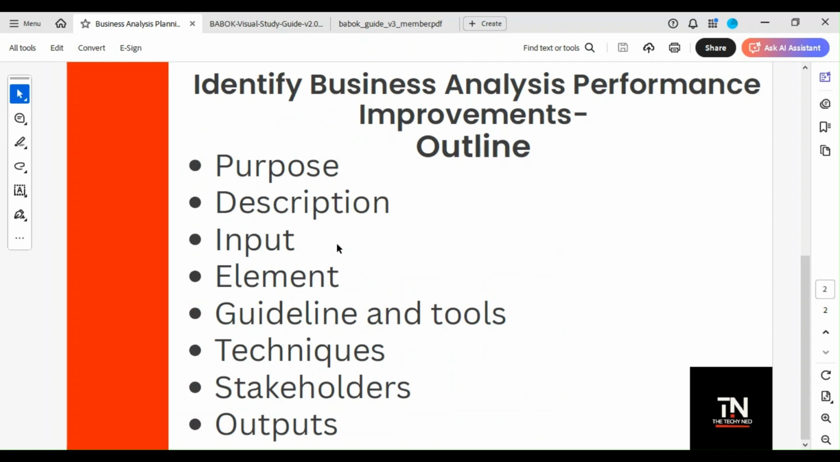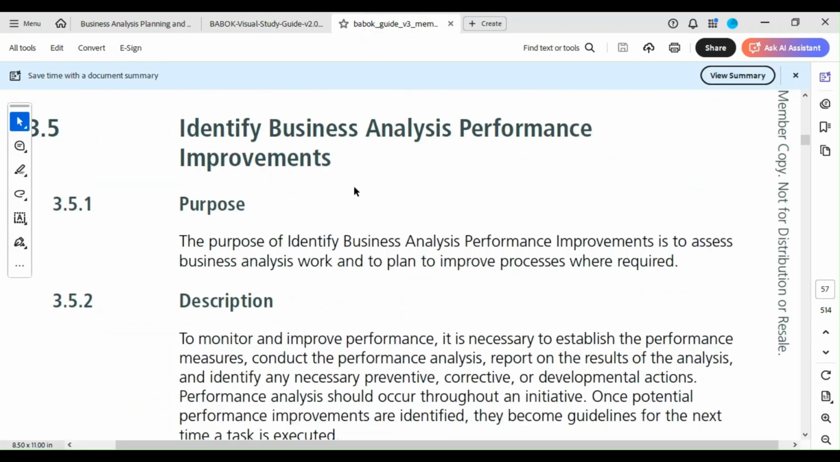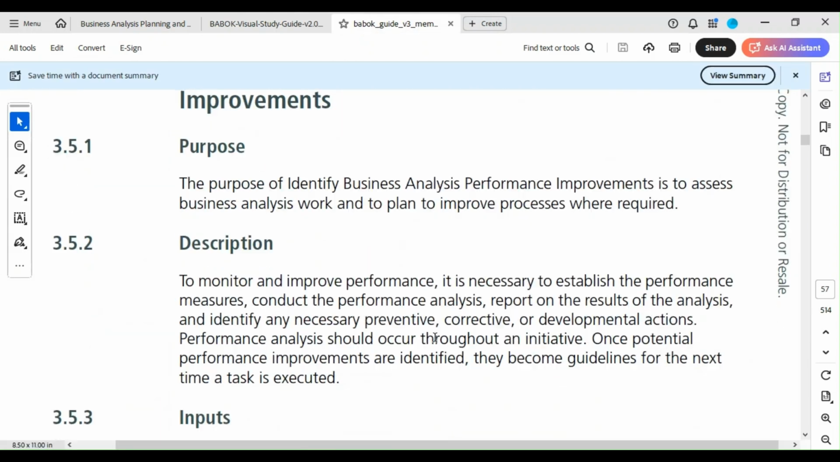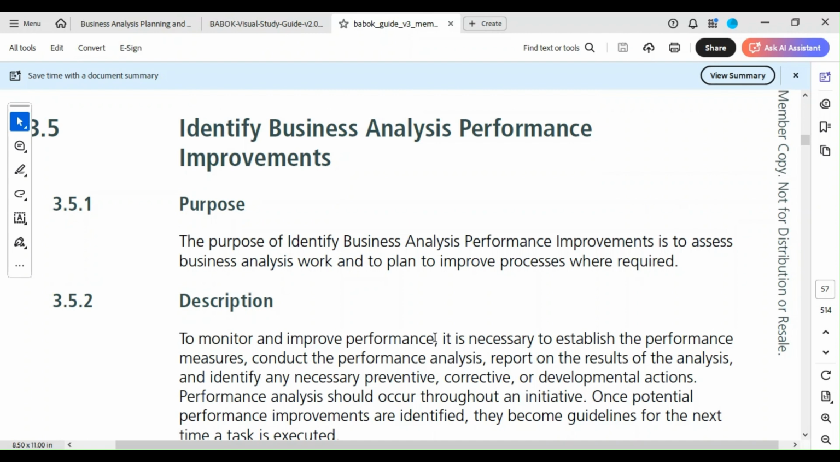So to identify business analysis performance improvement, our outline will be what is the purpose for this. Then we're looking at the description. We're going to look at the input, the element, what would guide you, and what are the tools you're going to use. Then the techniques, then who are your stakeholders, who you're going to consult, inform, and whatnot. Then output for this knowledge area. So we are diving right into it. I hope you can see my screen well.